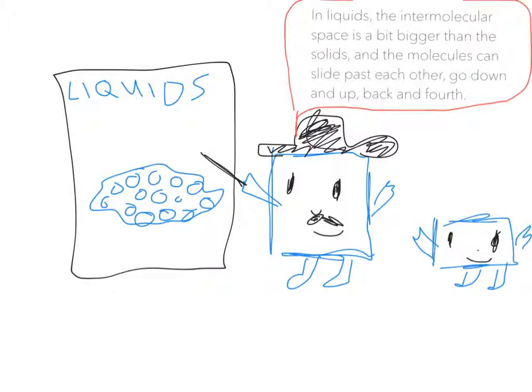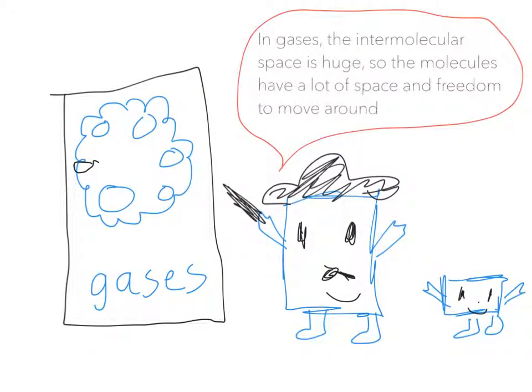in the solid. In gases, the intermolecular space is huge, so the molecules have a lot of space and freedom to move around. Here is a picture of a gas, and you can see the molecules, the intermolecular space is huge, so the molecules have a lot of space to move around and they have a lot of freedom.